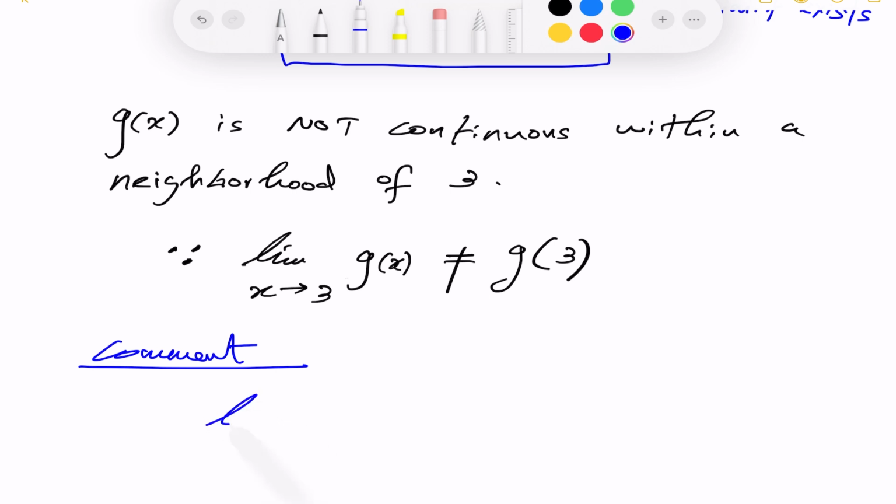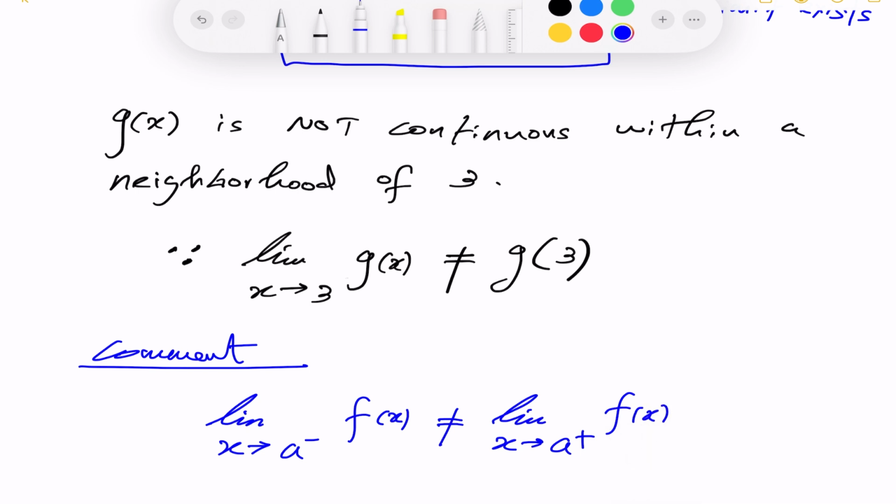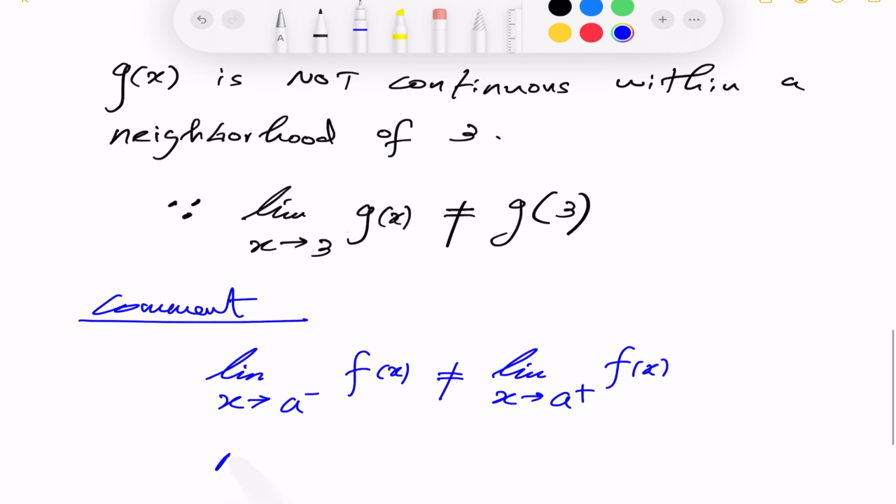Because if your left hand limit, let's say in general, approaching a from the left hand side, some function f of x, is not equal to the limit as x approaches a from the right hand side of f of x, we say that the function is not continuous at x equals a.